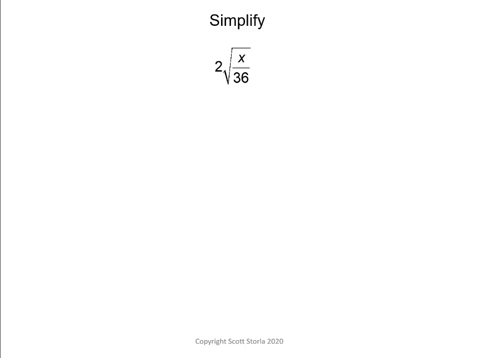How about this? I'll use the quotient property to get square root of x divided by square root of 36. Of course, the square root of 36 is 6. I can think of this as 2 divided by 1. So this factor of 2 will take the factor of 2 and 6, leaving a factor of 3.